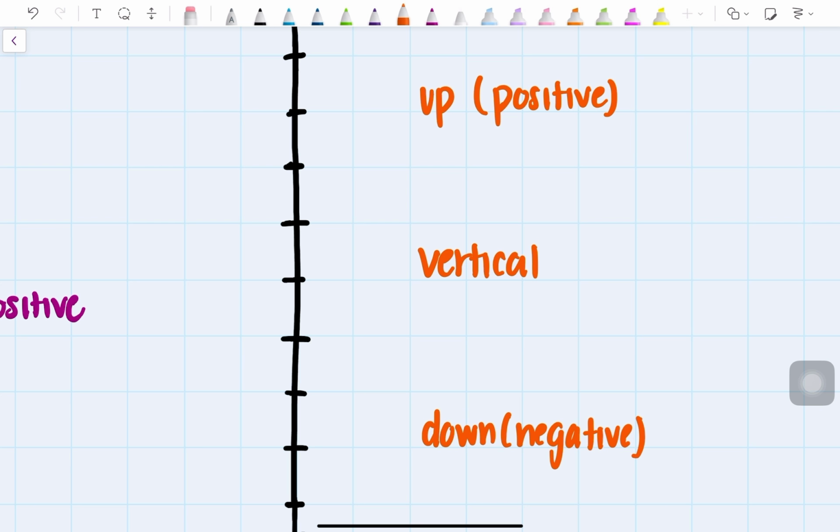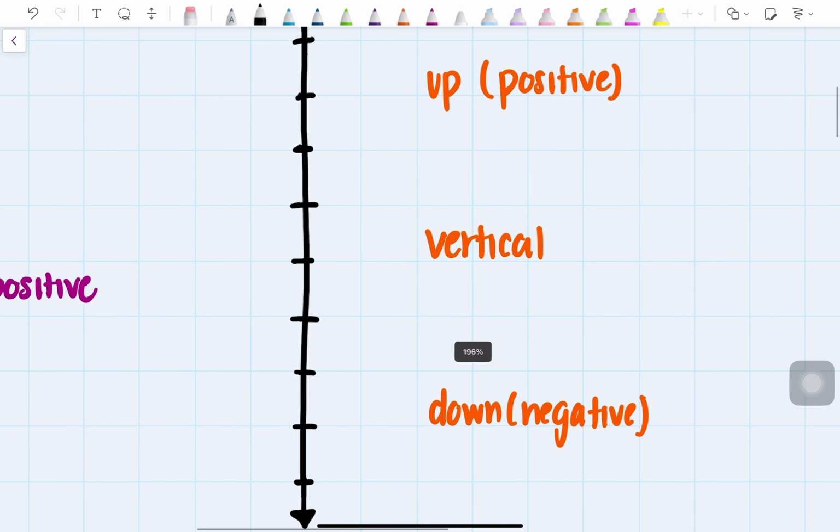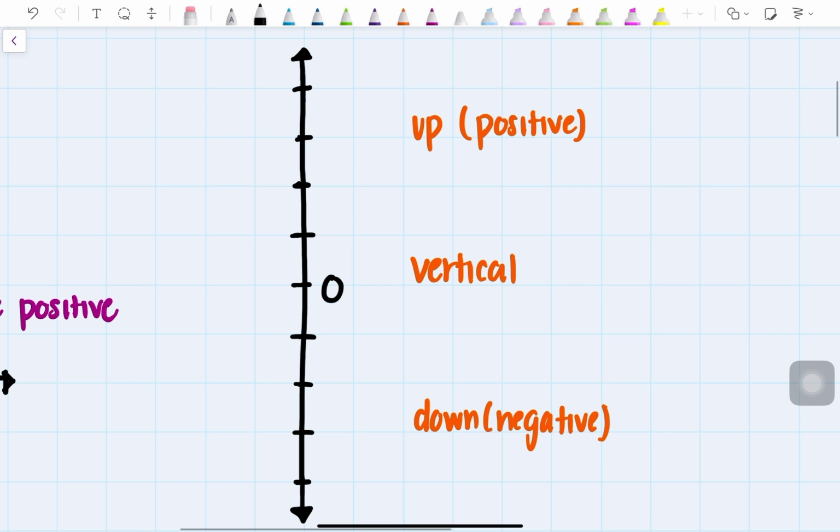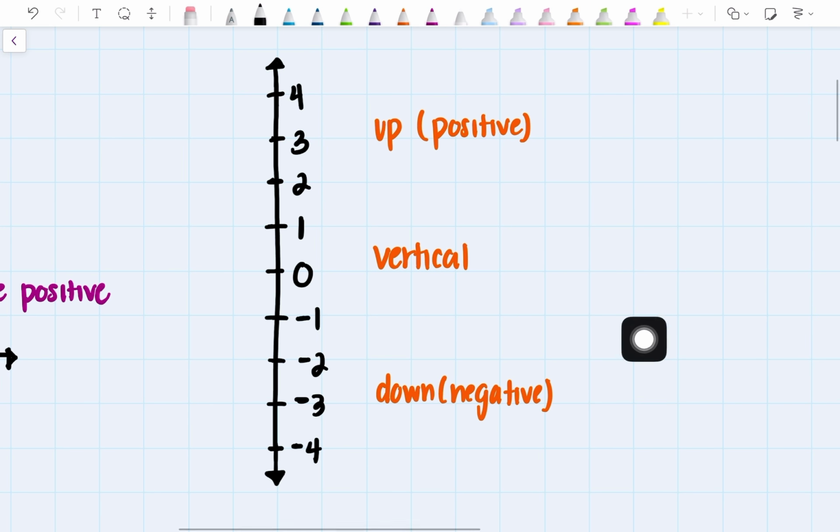Let's say I have 0 here. If I go above, I'm counting positive numbers: 1, 2, 3, and 4. If I go below 0, I have -1, -2, -3, -4, and so on. Once again, we have our placeholder, 0, which is going to represent the origin when we look at a coordinate plane. Going above is positive, going below is negative. An increase talks about a positive, a decrease talks about a negative.